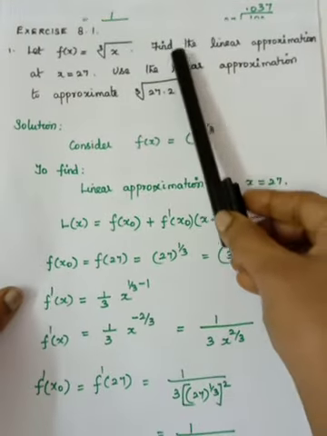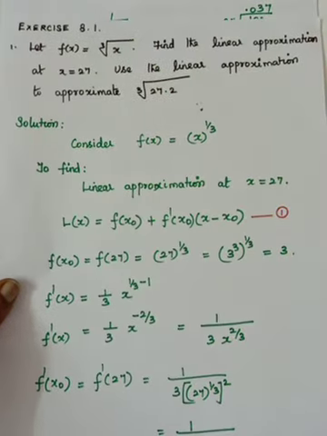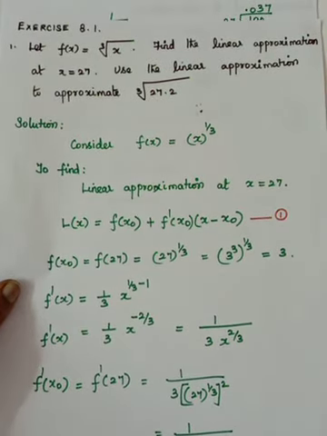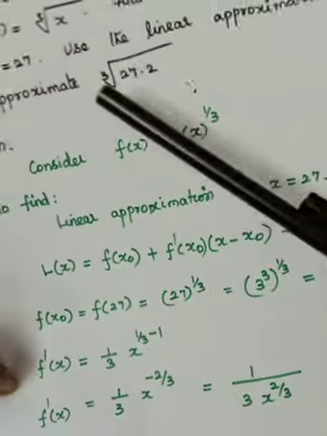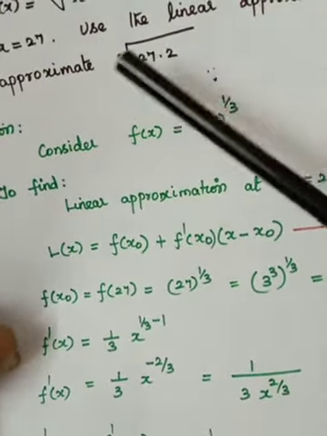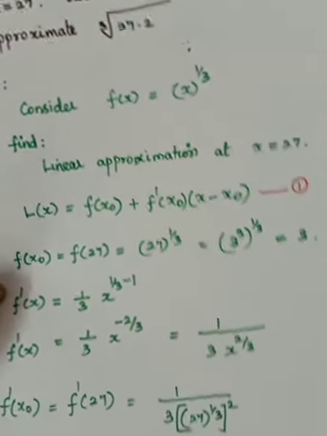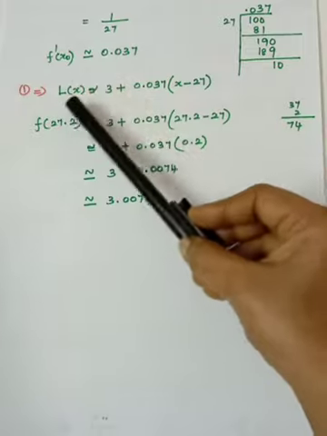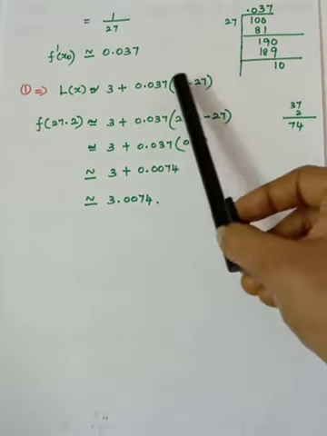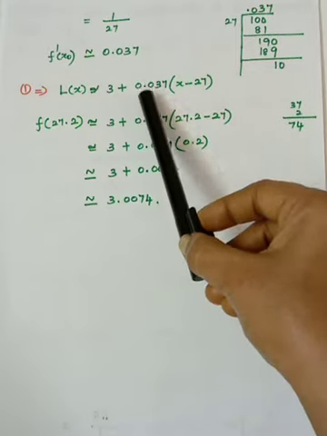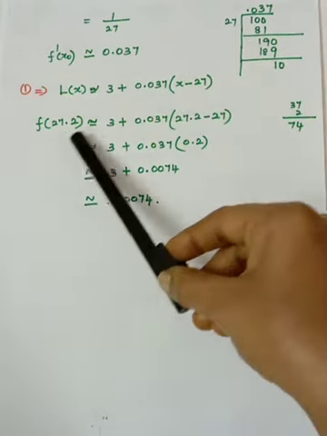So for the first question, we have answered. What is the first question? Find the linear approximation at x is equal to 27. We have completed. So use this linear approximation. We have to find the approximated value of cube root of 27.2. Okay, so see that what's the difference? Here what we have found is the approximated value of the function at x is equal to 27. Now what is asked?